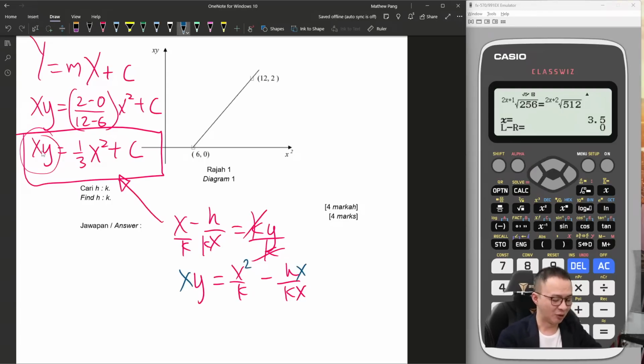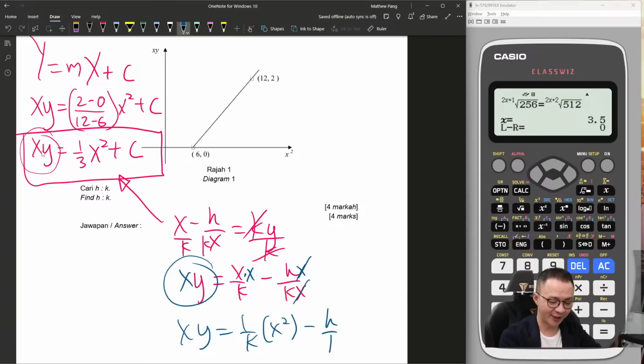So you can see I multiply x for every single one. Or maybe I don't want to write the square straight away, I write multiply x here. So now I have xy, which is what I want. This one is x squared, which is what I want also. I can take out the k, it becomes 1 over k, isn't it? Then this one, x and x I cut, minus h over k, right?